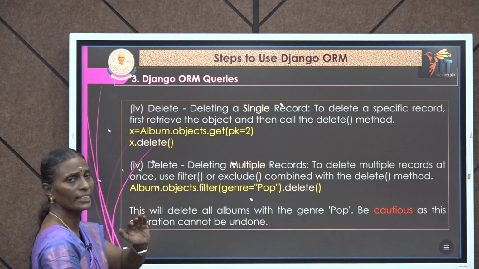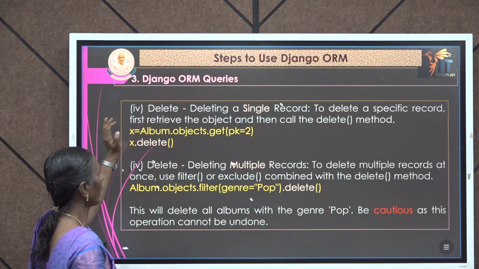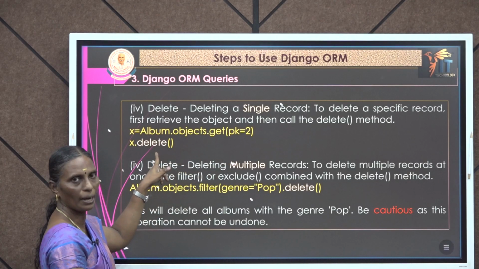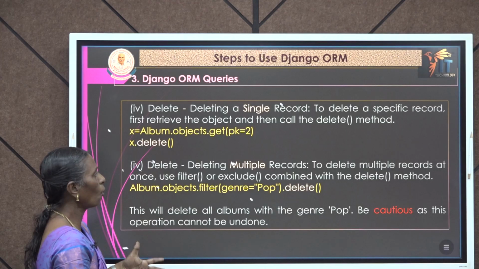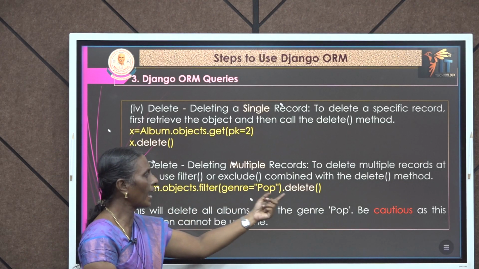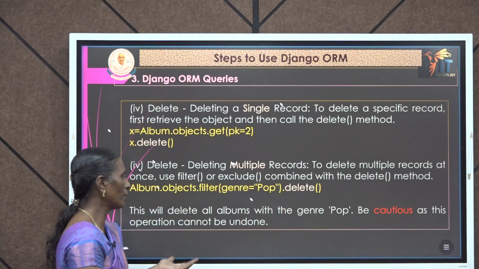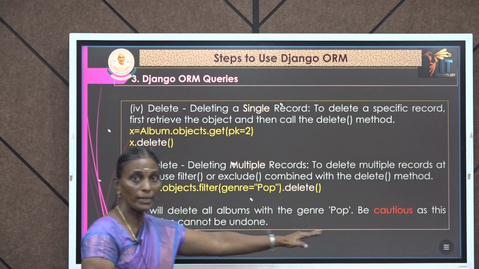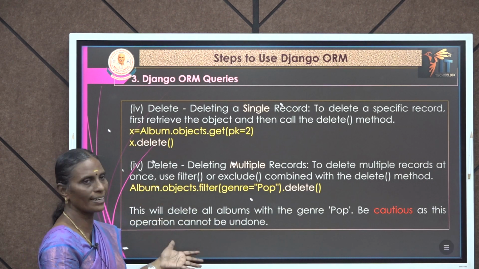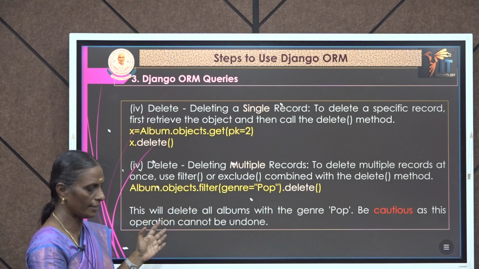Next we have delete. If you want to remove a particular record, it can be done. What you have to do is get that record and then apply the delete operation. If you want to clear more records, then you have to apply filter and then go for delete, right. Multiple records will be deleted. So, be cautious because it cannot be undone, that is, once deleted the records will be permanently deleted.